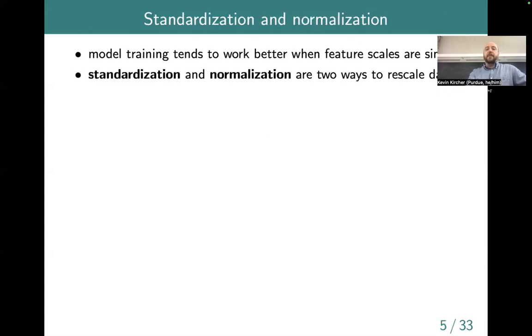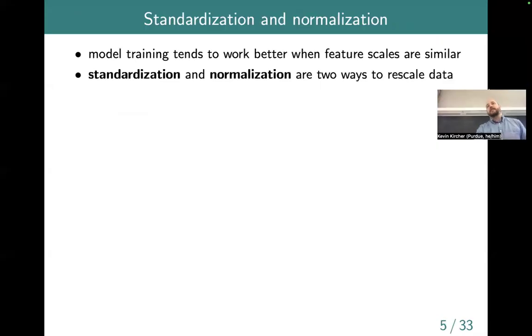Okay, some other very common embeddings are what are called standardization and normalization. For various computational reasons and some theoretical reasons as well, model training, the process of building a good predictive model, tends to work better if the data are all on a similar order of magnitude, similar scales. What you don't want is some data that are order 1 and some other data that are order 1 billion or something like that. That can lead to bad numerical results. So standardization and normalization are two ways to rescale data so that they're all on the order of 1, basically.